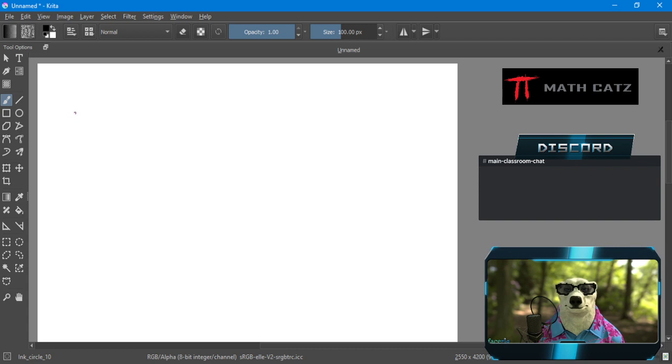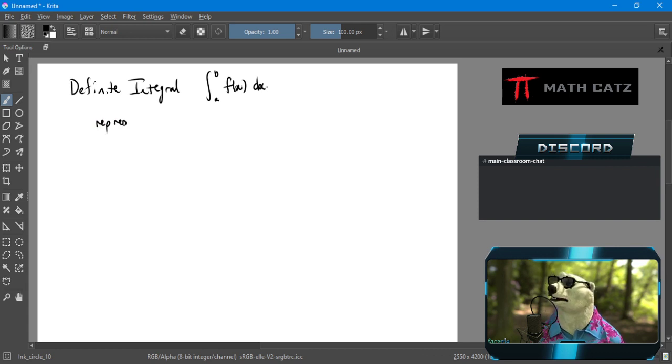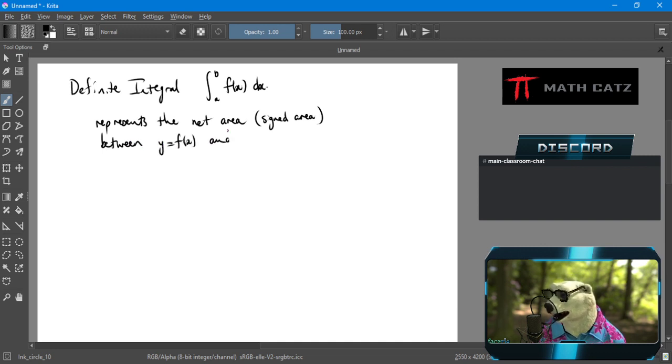So, last time we talked about what the definite integral from a to b of f of x represents. It represents not necessarily the area that we might be interested in, but instead it represents the net area, or we can also call it the signed area, between the graph f of x and the x-axis.